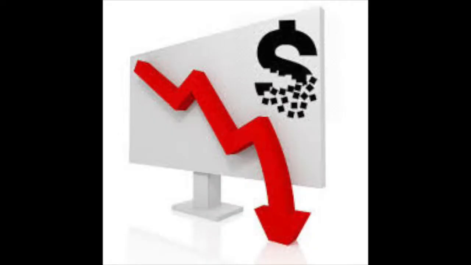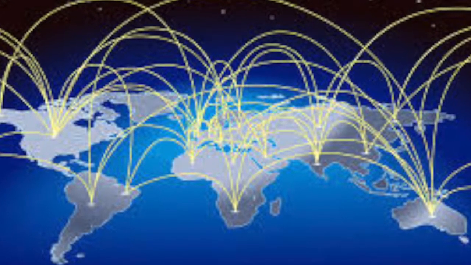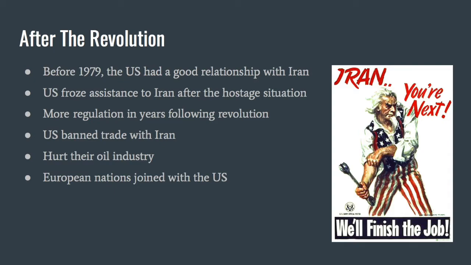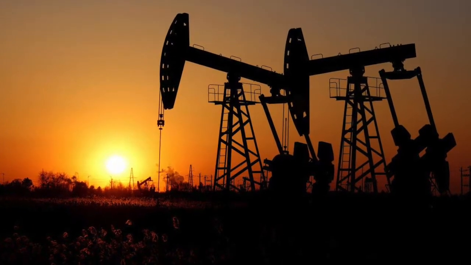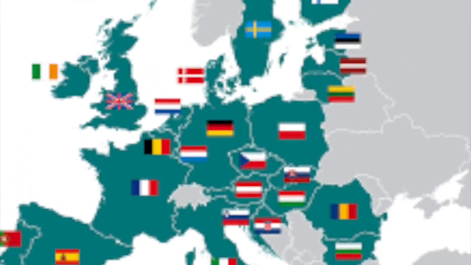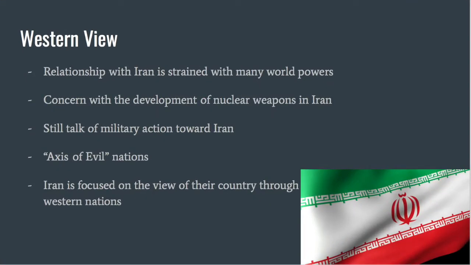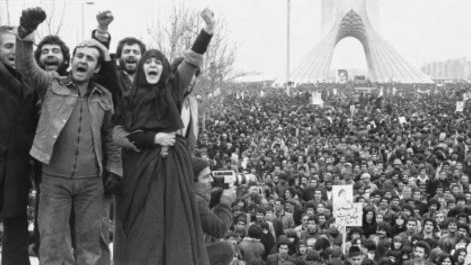After the revolution and the hostage situation, the US froze the assistance that it was giving Iran economically, and in the years to come after it, added more regulations regarding trade with Iran, hurting the nation economically even more. This includes the banning of the import of Iranian goods into the US and banning US trade with Iran, which hurt their oil industry. The US also has influenced some European powers to end trade on oil with Iran, hurting the nation even more. To this day, relations between Iran and the nations of the US, UK, Germany, China, Russia, and France are all strained, leading back to the revolution in 1979.